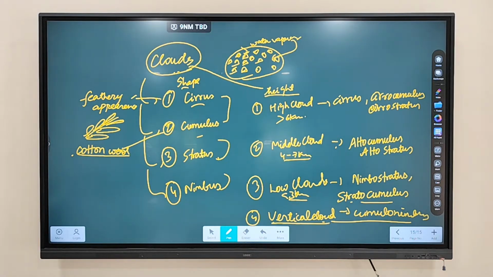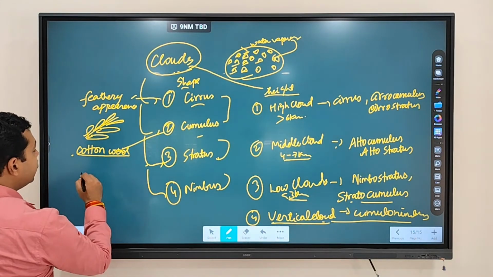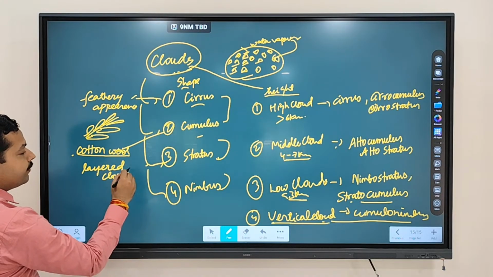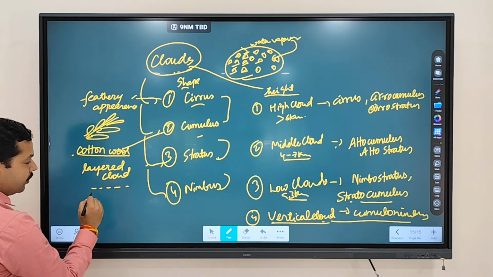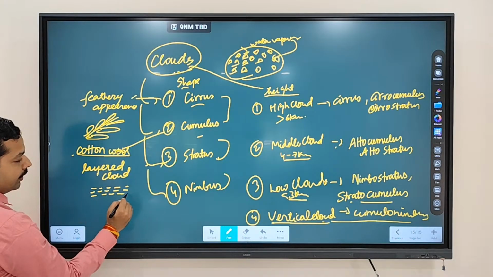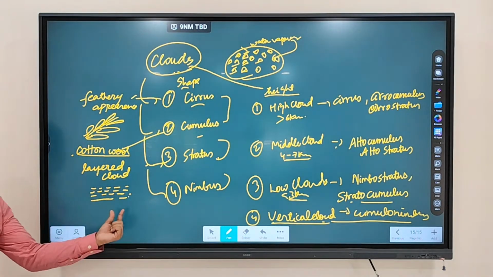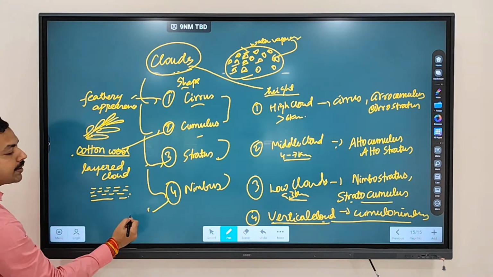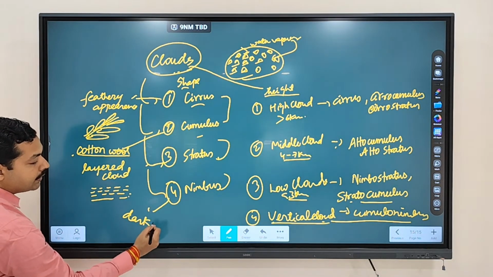And the stratus clouds are referred to as layered clouds. They are referred to as what? Layered cloud. Clouds appearing in various layers. Like this, okay? You're going to find it like this. When it appears in various layers, it is going to be called a stratus cloud. And nimbus clouds are referred to as dark, dense clouds.